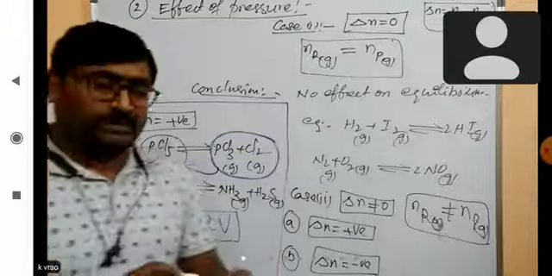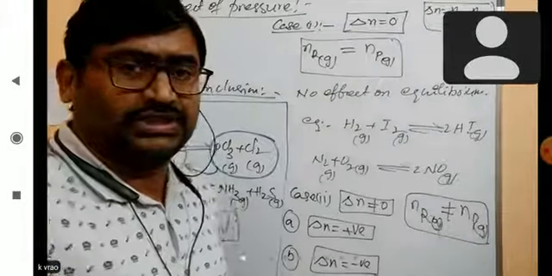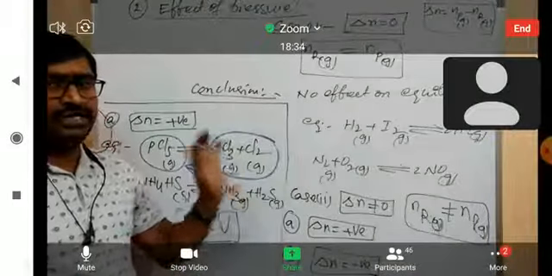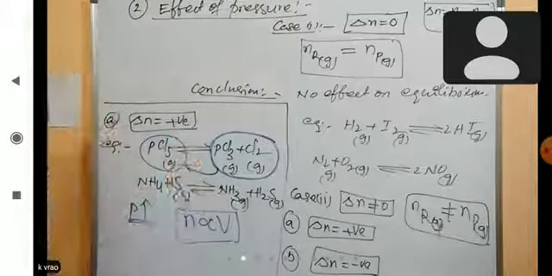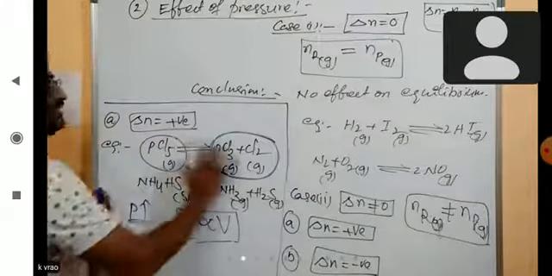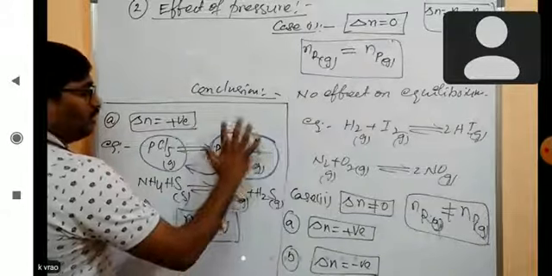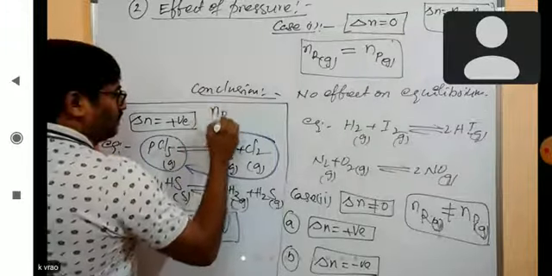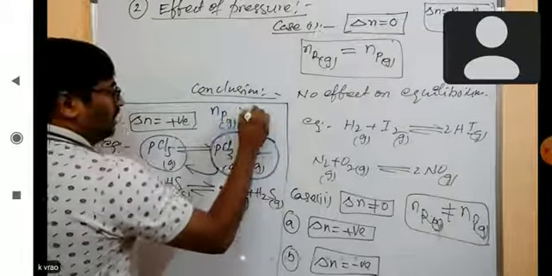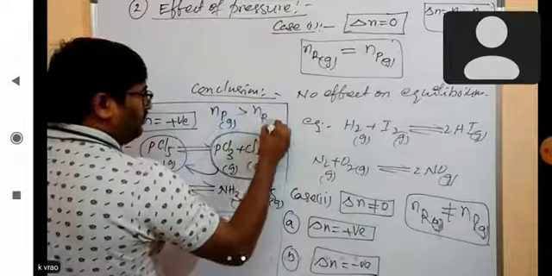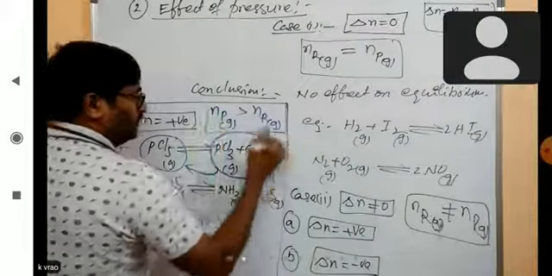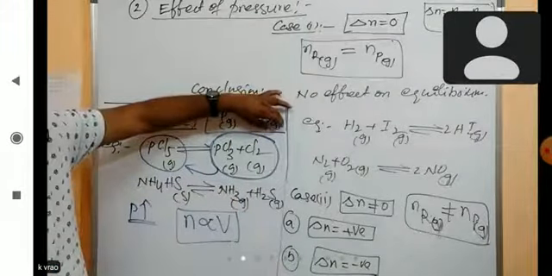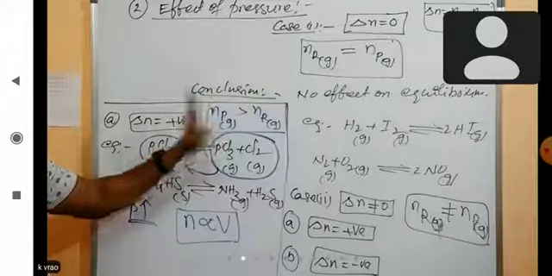Is it clear to all students? Listen, all of you. Delta n is positive means the number of moles of the products is greater than the number of moles of the reactants. In this case, the number of moles of the gaseous products is greater than the number of moles of the gaseous reactants. That's why we get a delta n value that is positive.